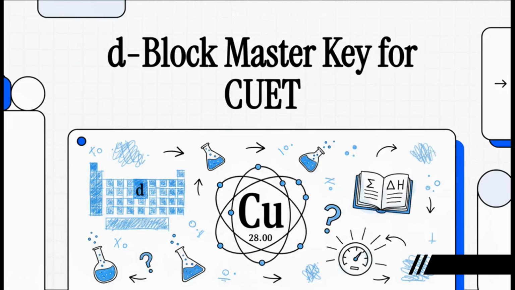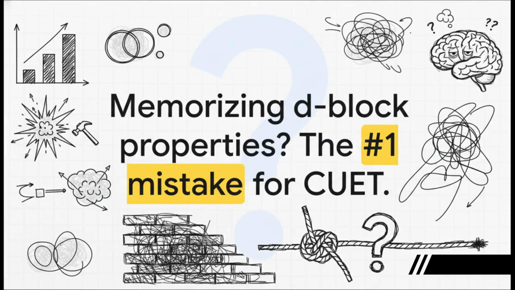So you're deep in your CUET prep, you're staring at the D block elements, and you can just feel that pressure building. But listen, what if I told you the way most students are studying this chapter is just fundamentally wrong? I mean, be honest. Are you trying to brute force memorize all the trends, like melting points, atomic size, atomization energy, just as separate facts? If you are, you're playing a losing game.